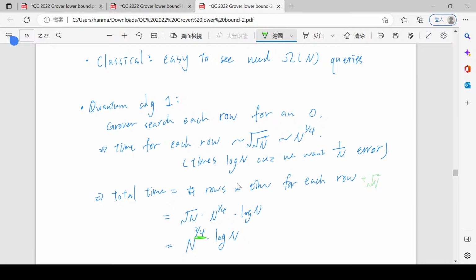But now there is some subtle thing you need to take care of. That is the error of Grover's algorithm.